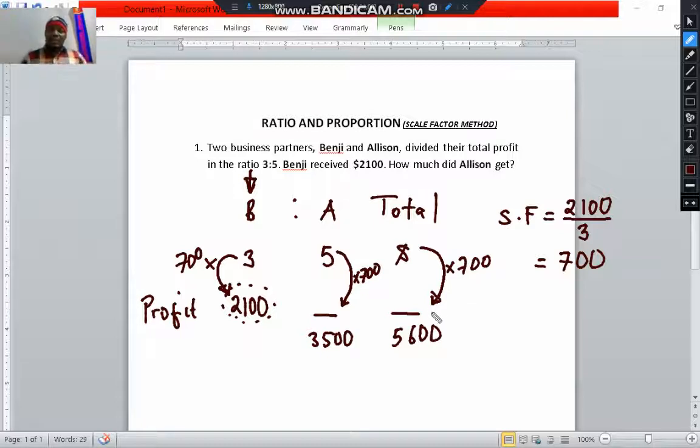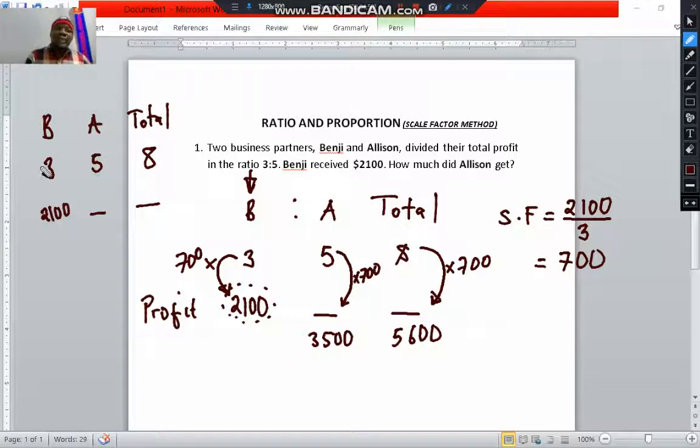So this is the scale factor method. The most important thing is writing the different ratios that you've got. So in this case, let's say the ratio for Benji is B, which is 3, and then the ratio for Alison is 5. Then you need to write this thing here which says total. Under the total, you should just write the total of the two ratios that we've got, which is 8. And then you are going to write another row here that is going to talk about what each one of these guys got. So in this case, we know that Benji got 2,100 here. We don't know how much Alison got and how much money was shared under the column for total.